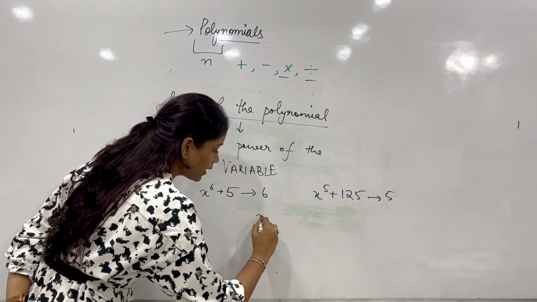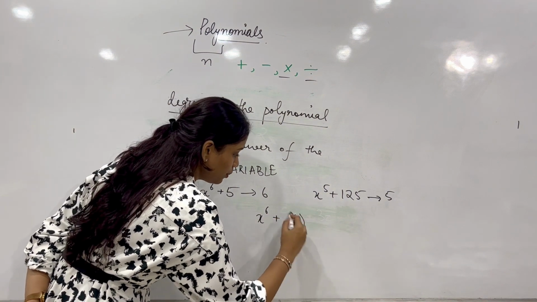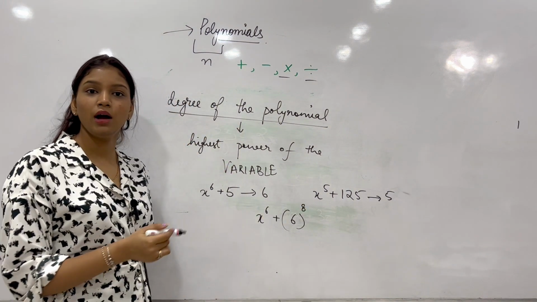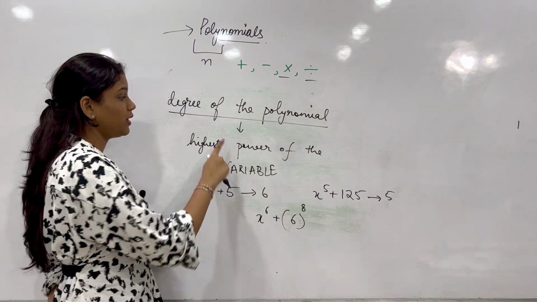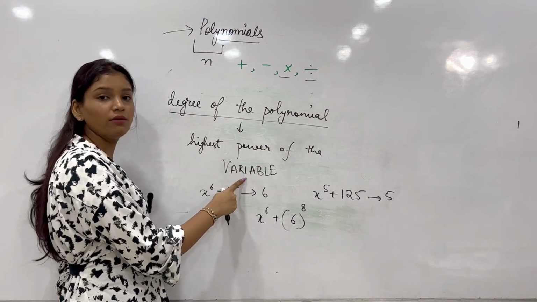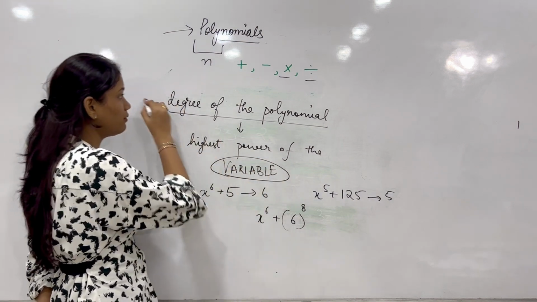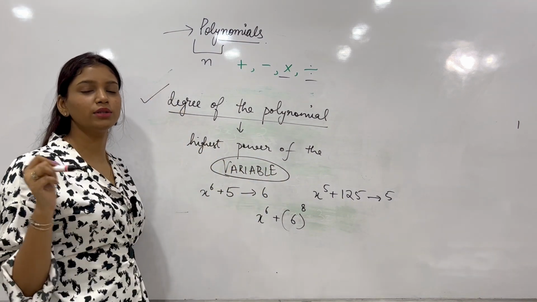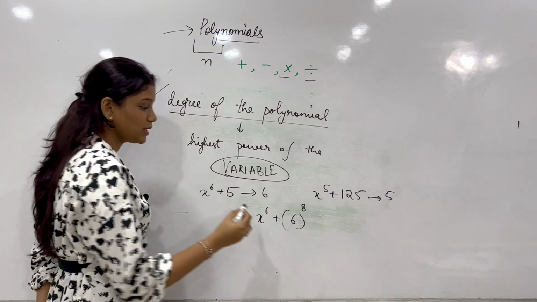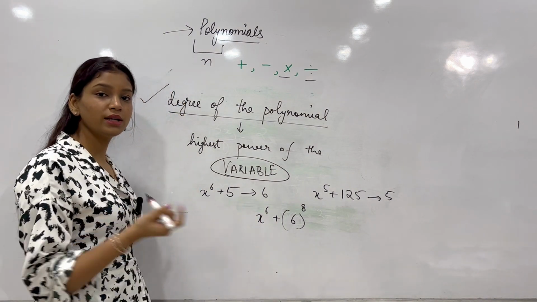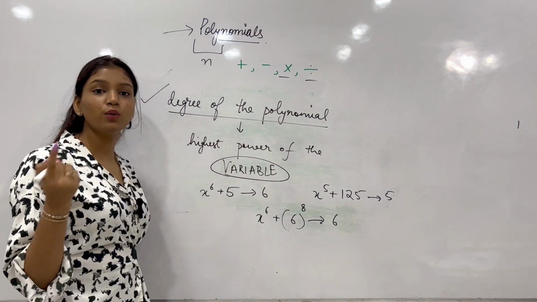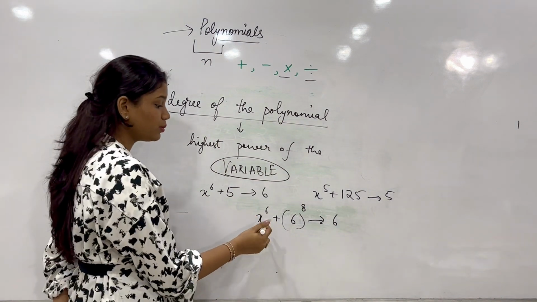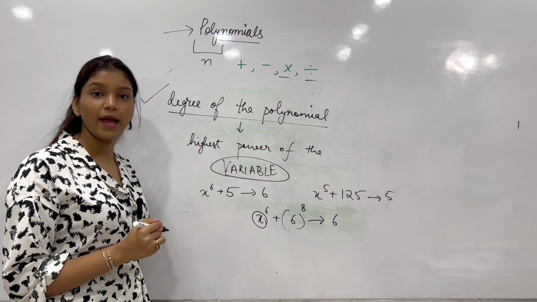Now suppose I have x to the power 6 plus 6 to the power 8. What is the highest power here? 8. But we have to only deal with the power of the variable while dealing with the degree of the polynomial. So if I ask you what is the degree of this polynomial, it will be 6 and not 8, because I only have to see the degree of the variable, and the variable here is x.